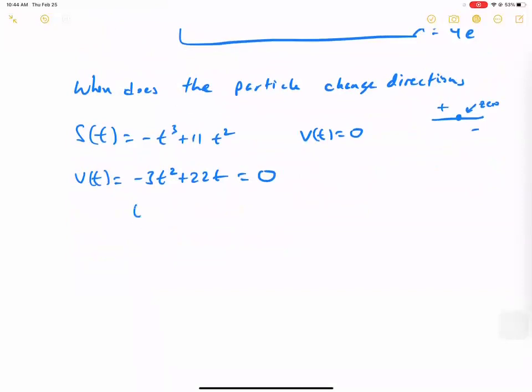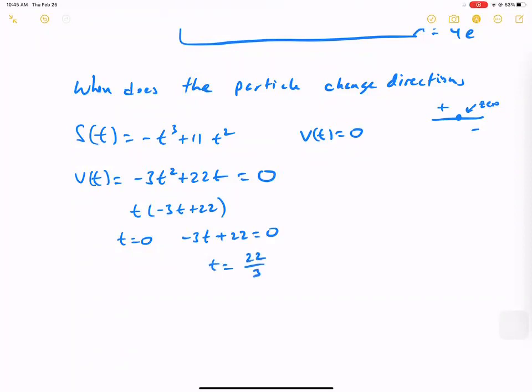So this one is pretty easy. I'm going to take out the t first: t times negative 3t plus 22. Factoring out the t. And then we're going to make them both go to 0. So we know we have a 0 at t equals 0. And do we have a 0 anywhere else? Let's take a look here. We have a 0 at negative 3t plus 22 equals 0, so t is equal to 22 over 3.